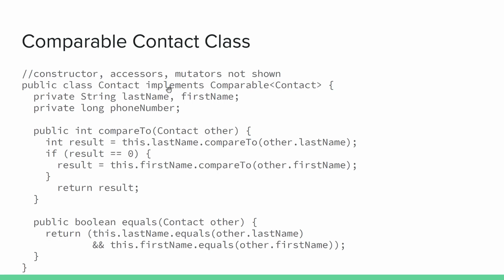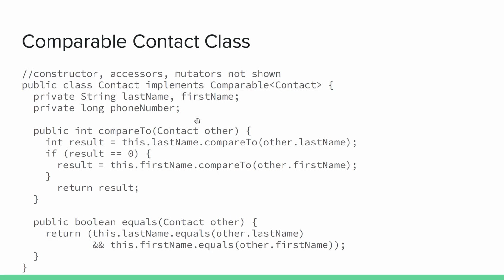We can see in the class header that the contact class implements the comparable interface, and specifically, I intend to compare contacts to other contacts. So we're using the generic Contact for the comparable interface to specify that contacts will only be compared to other contacts. By implementing the comparable interface, we have agreed to implement the compare_to method, expecting another contact as the input.